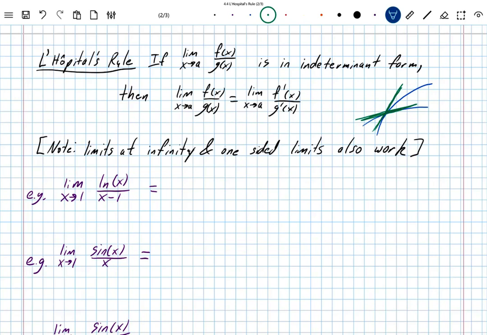Locally they look like their tangent lines, they look like their linearizations, and so it would actually suffice to compare their slopes. And that's what L'Hopital's rule is saying. It's like, hey, just look at the slopes nearby. If they're in indeterminate form, that'll tell you what the limit is. A little bit hand wavy there.